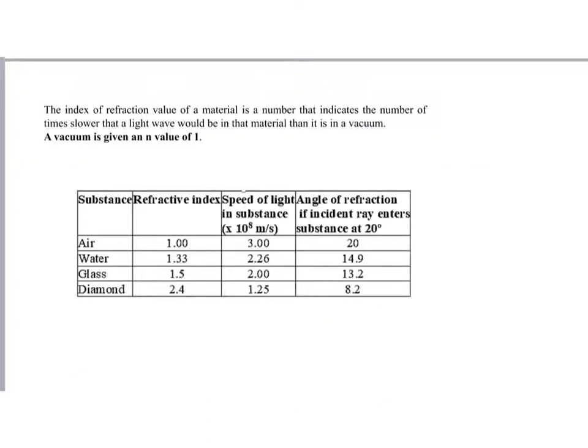The index of refraction value of a material is a number that indicates the number of times slower that a light wave would be in that material than it is in a vacuum. A vacuum, or the index of refraction of air, is taken as equal to 1. So you see that it has a refractive index of 1. The speed of light in that medium is equal to 3 times 10 to the 8 meters per second.